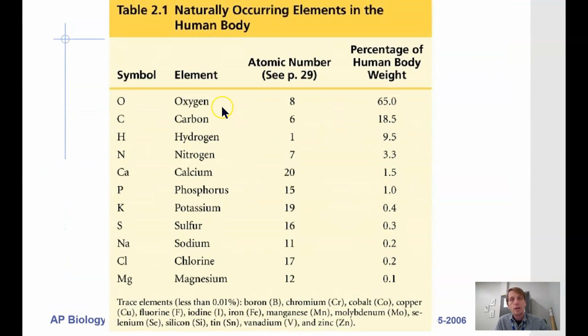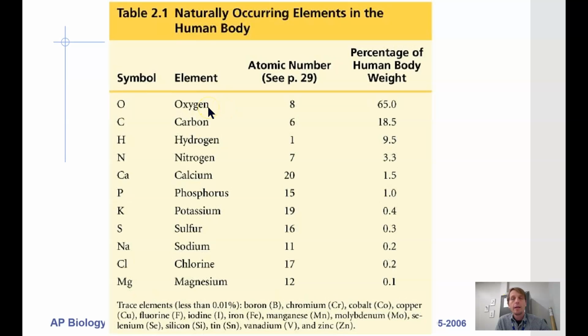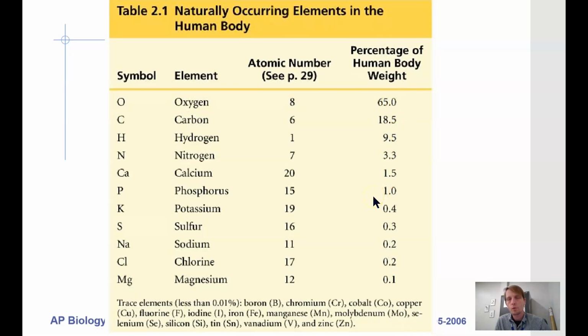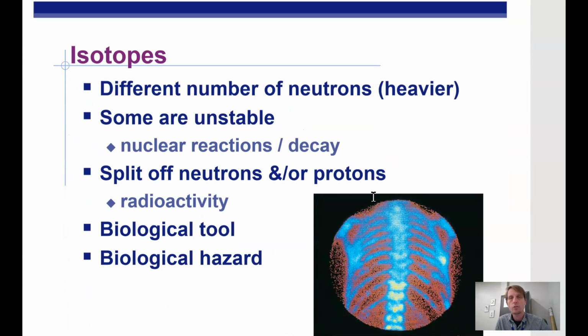Remember that oxygen, having an atomic number of 8, has an atomic weight of 16. So while hydrogen might be, in number, the highest number of atoms in your body, this table is showing percentage of human body weight. Oxygen being heavier, even if it's in a 2-to-1 ratio, will take up about 65% of your body weight. That's not important for a test or anything, but it's just interesting information.